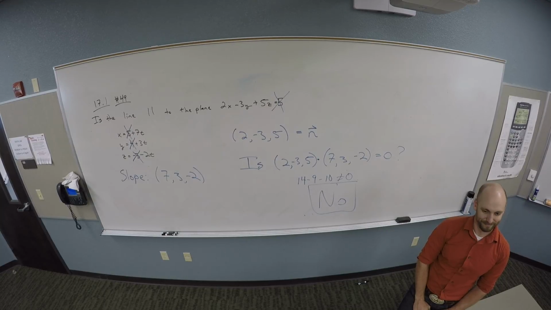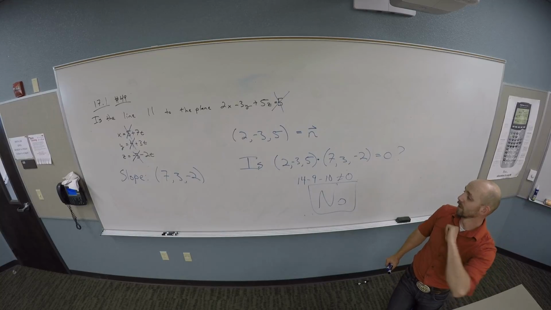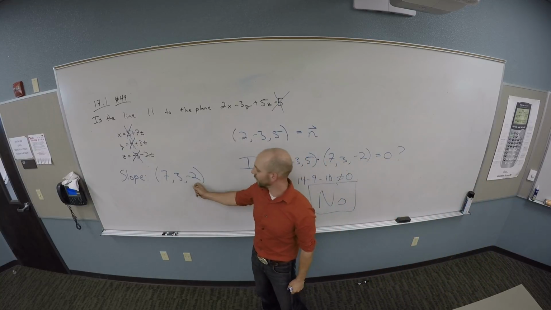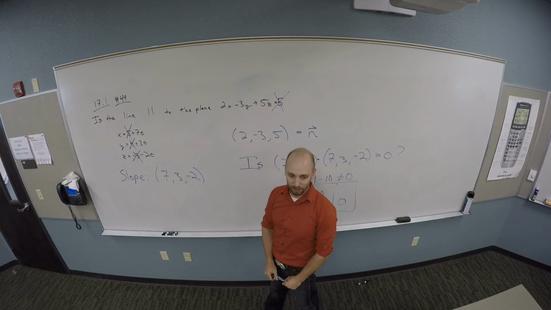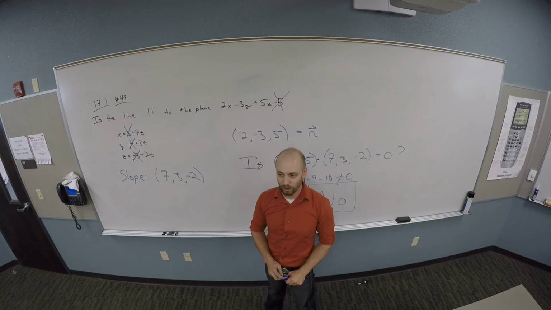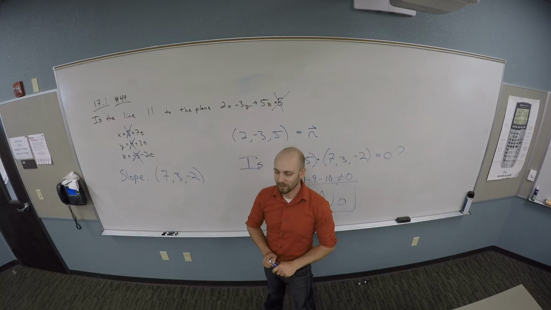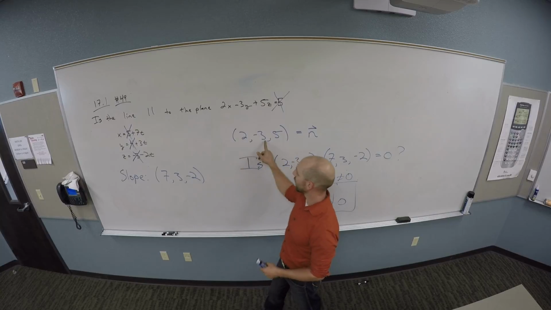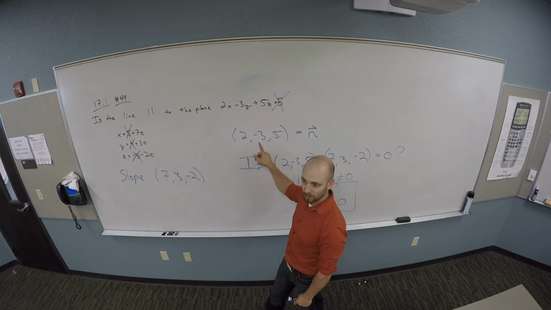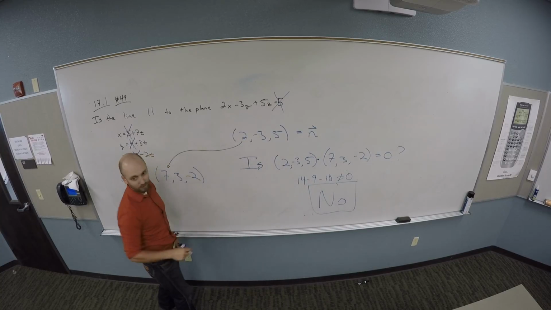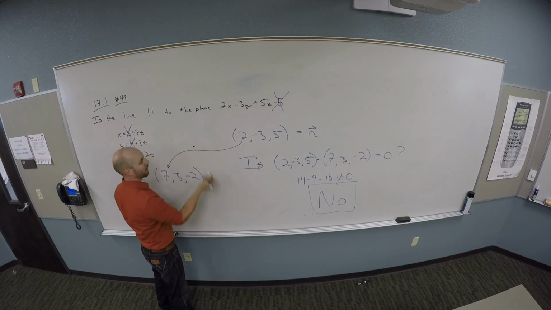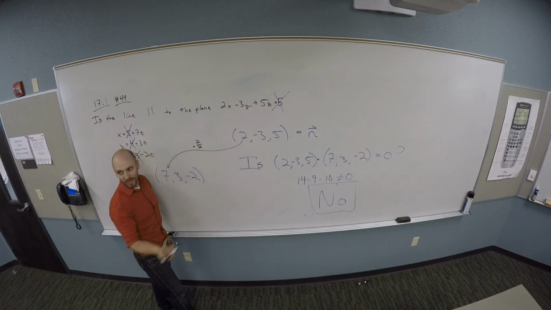If it was perpendicular to the plane, it would be parallel to the normal vector. So we would cross them and see if we got the 0 vector. Another option is we could wonder, is this thing a scalar multiple of that? How do I get from 2 to 7? I need to multiply by 7 halves. Then I could check, does that scalar work for the other coordinates? No, not at all.